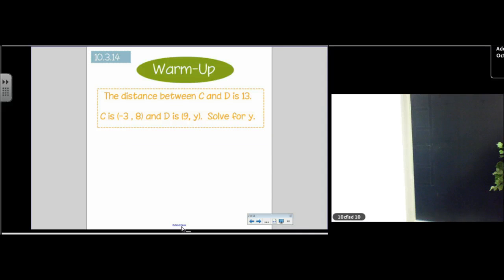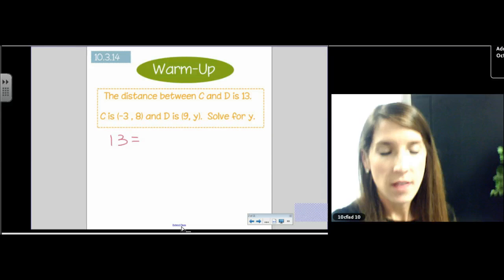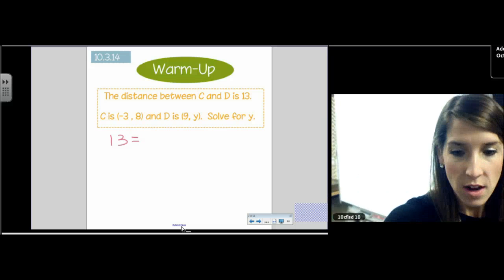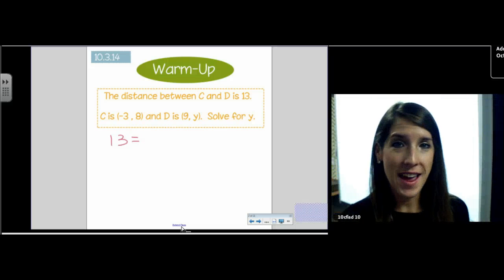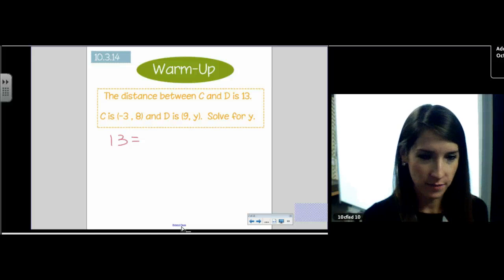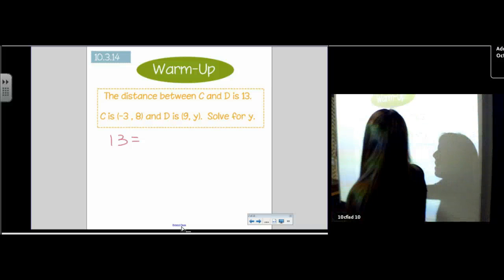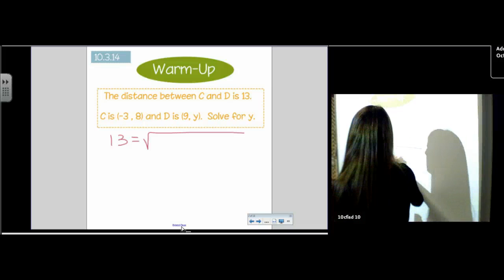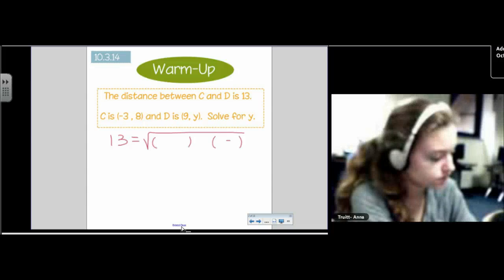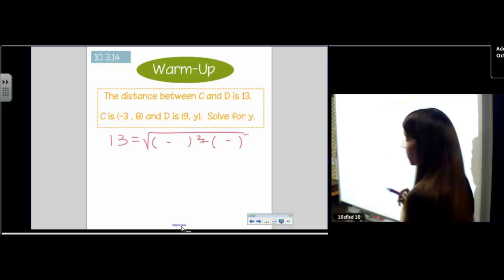Now, this one's unique because they're actually giving us the distance. They are telling us the distance is 13. So this is kind of like Jeopardy. We already know the answer, and we're trying to find the question, right? So 13 equals, we're going to do our skeleton: minus, minus, plus, squared, squared.